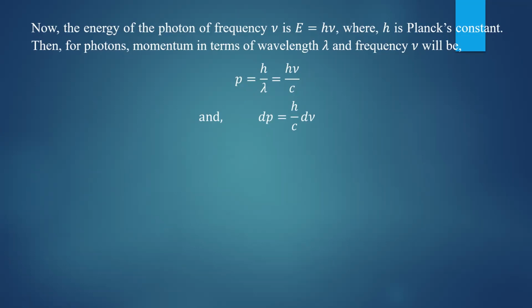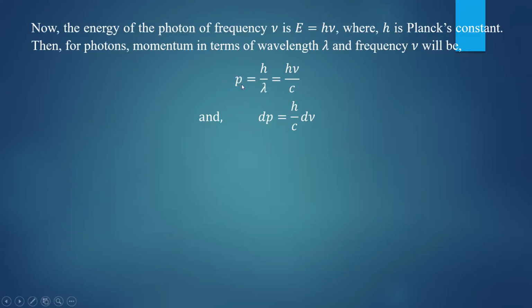Basically, the velocity of light c is given by wavelength into frequency. Therefore, 1 by lambda is equal to nu by c, frequency divided by velocity. That is what we have substituted here. So p is equal to h by lambda, that is equal to h nu by c. So we have expressed this momentum p in terms of the frequency of radiation. What is this h nu? h nu is nothing but energy. So momentum p is always equal to energy by velocity. That is always true for photons.